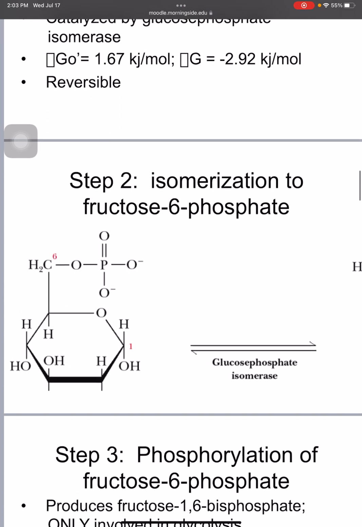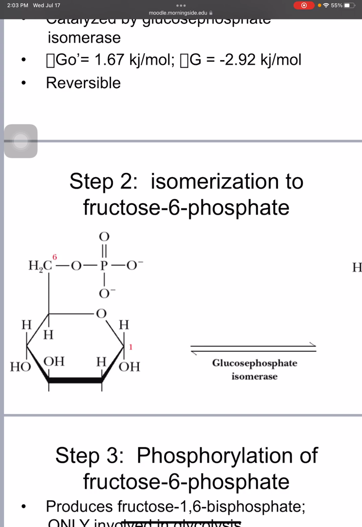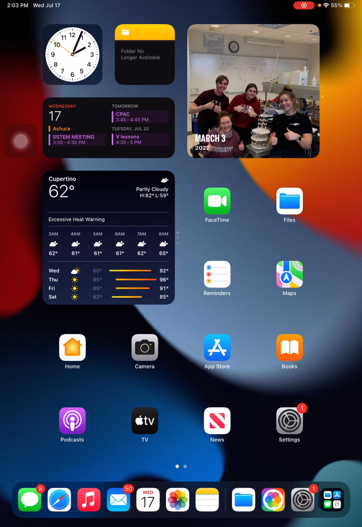You can see the reaction here. I'm actually going to redraw this over here on the whiteboard because I want to show you one or two things. So let me go ahead and draw.